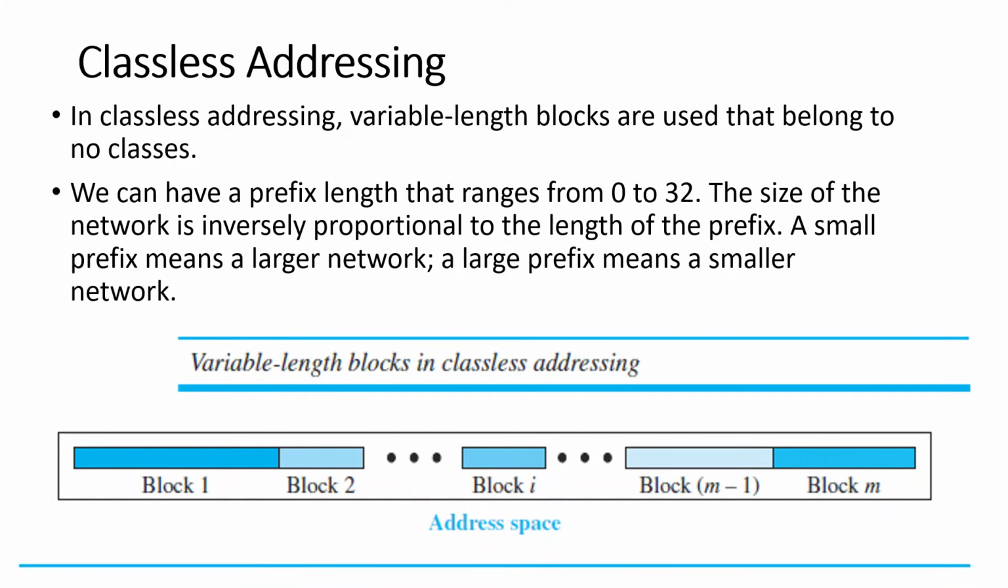The address space is divided into n number of blocks, and each and every block can have a different length. This is the variable length block. Block 1: the given address space, in the case of IPv4, can have more than 4 billion addresses. So the entire address space is divided into a number of blocks, and each block can have a variable length. This is the variable length blocks in classless addressing.